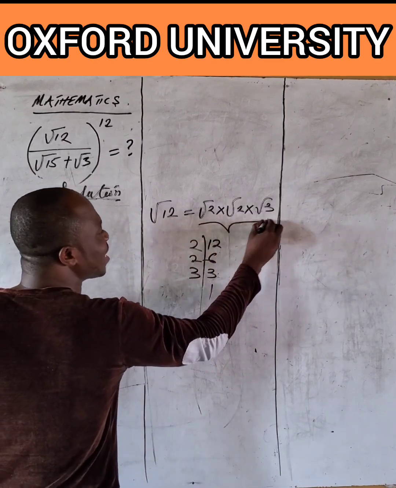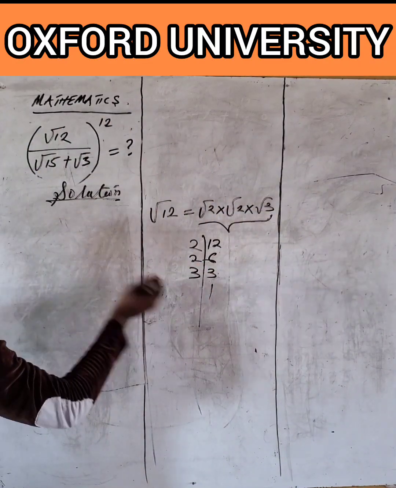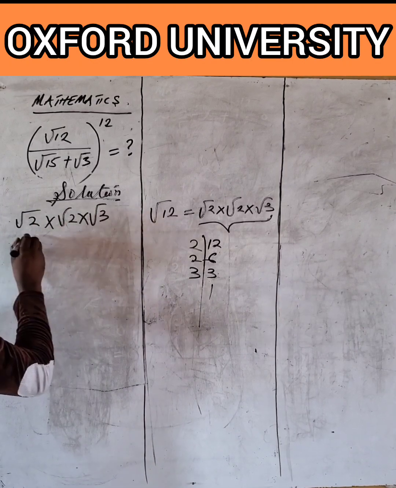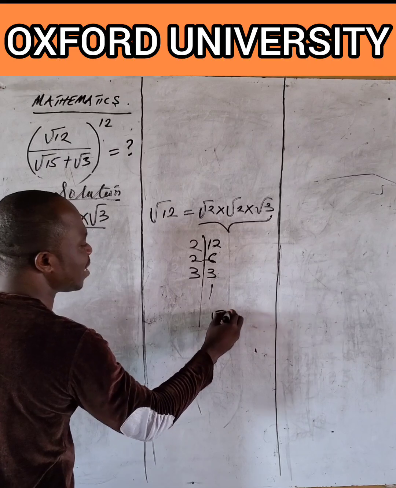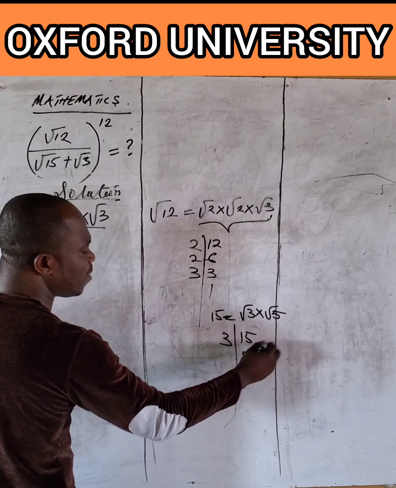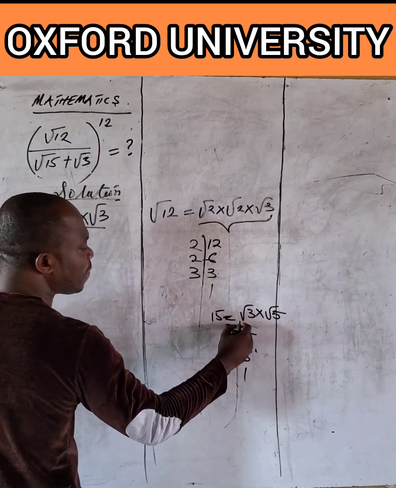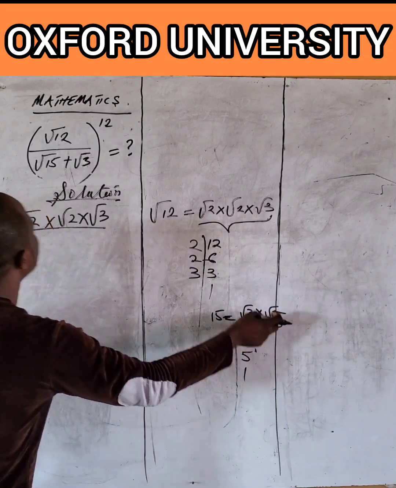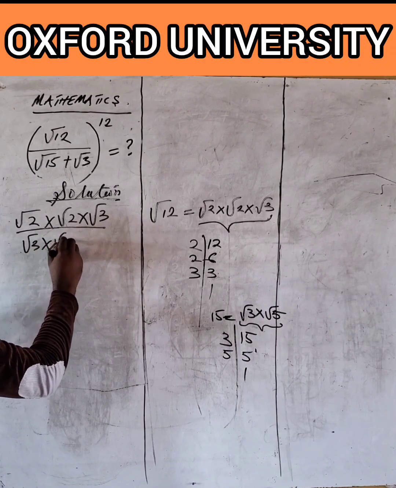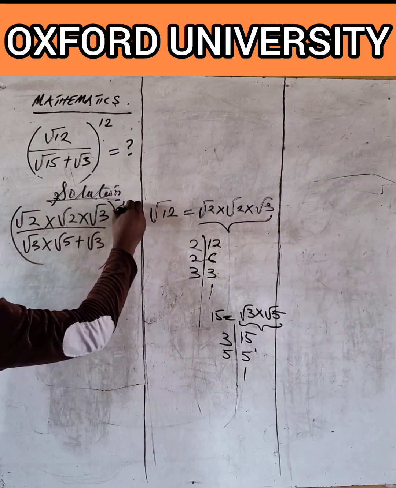So if this is the same thing as root 12, it means that I can replace this for root 12. As such, I'll be having root 2 times root 2 times root 3 all over. We have root 15. Of course, our 15 is also the same thing as root 3 times root 5. And 3 dividing 15 is going to give us 5. 5 divided by 5, right, that's going to give us 1. So root 3 times root 5 is giving us root 15. So this is what we're going to have. So I will substitute this for root 15, and I'll be having root 3 times root 5 plus root 3, all raised to power 12.